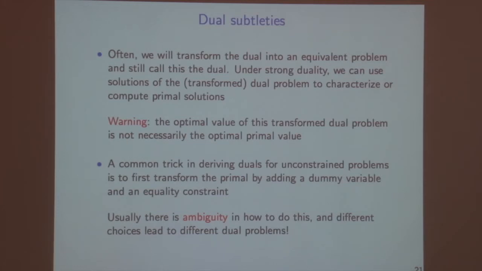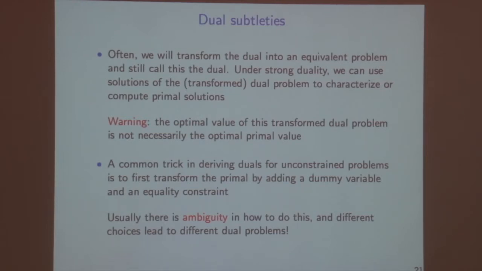A common trick for deriving duals we've seen is to introduce dummy variables, auxiliary variables. We'll do this with ADMM as well. If you don't know how to derive a dual for an unconstrained problem, or even for a constrained problem, if it's hard to derive the dual, a very common trick is to introduce a constraint, an equality constraint, which just kind of duplicates the variable but makes the minimization of the Lagrangian simpler.